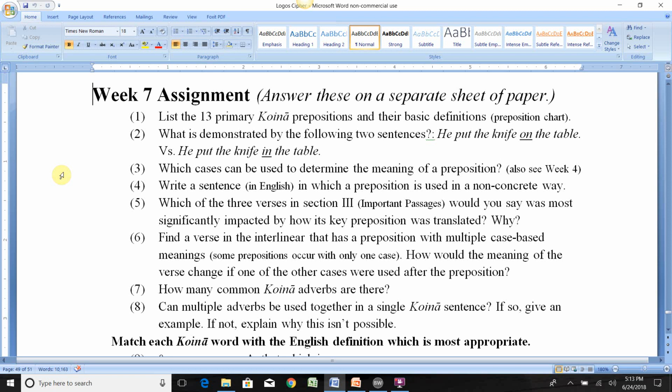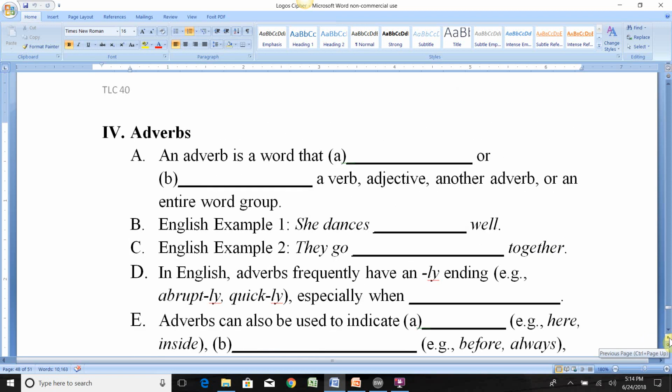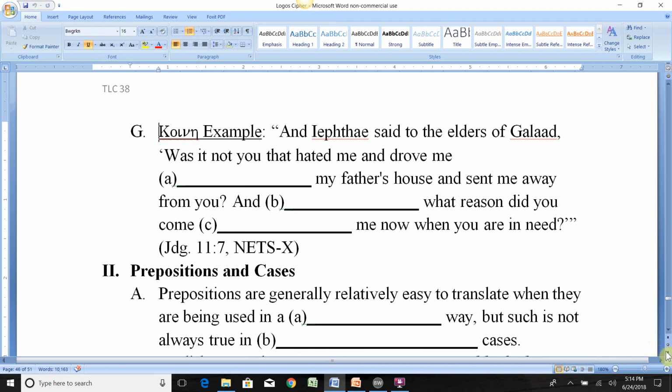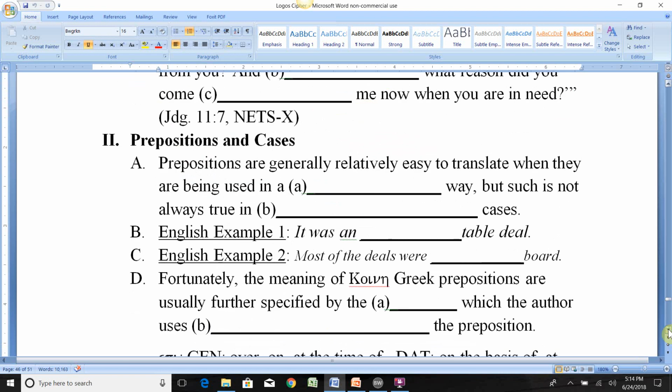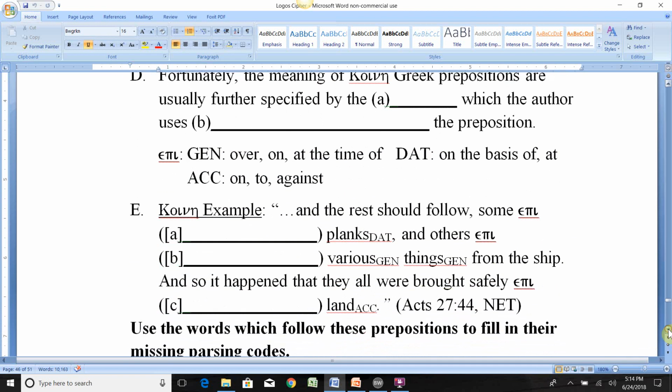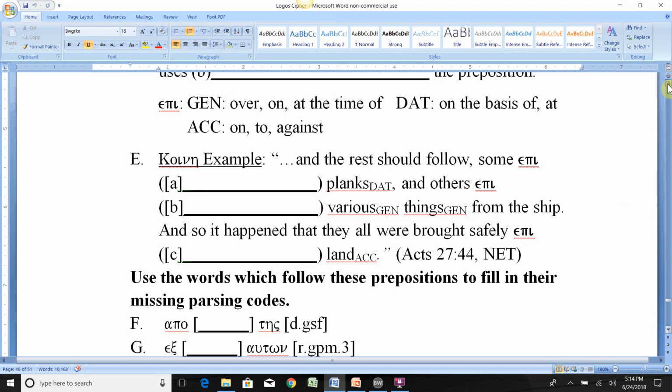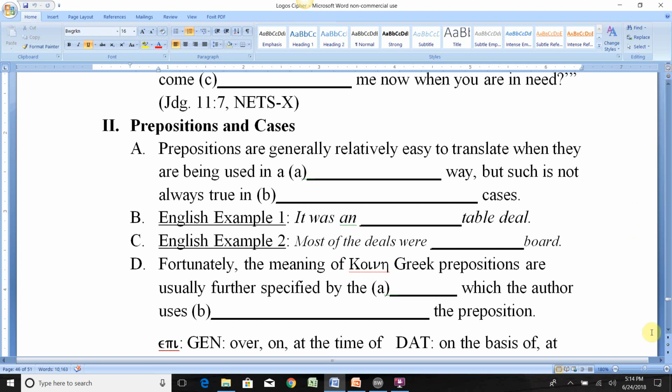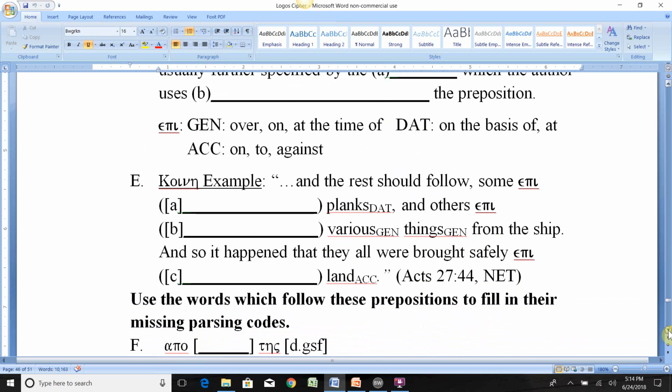Like an example. Give me an example of that. Well, let's see if I can pull it up from the lesson here. Because we did go over this. Special functions of the cases. That's the section. All right, so in our last lesson, week 7, in section 2, and we'll go down to E, so section 2E, the preposition was epi each time, right? Yes. But the word that came after it was in different cases. We had a dative, we had a genitive, we had an accusative, right? Uh-huh. Those datives, genitives, and accusatives are there to tell you how to interpret the preposition. They don't have a meaning on their own anymore.